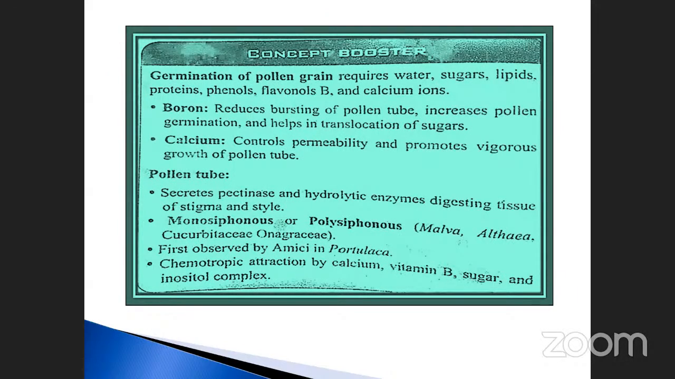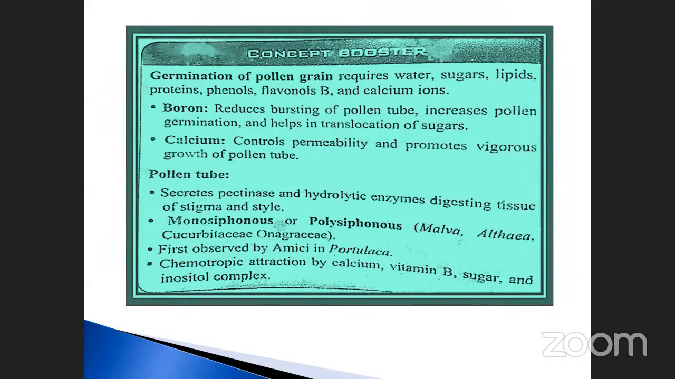Suppose the plant lacks boron. What will happen? The bursting is easily possible. But when boron is present, it reduces the bursting of pollen tubes and increases pollen germination. The germination process is increased many times, 10, 100, like that. And it helps in the translocation of sugar.